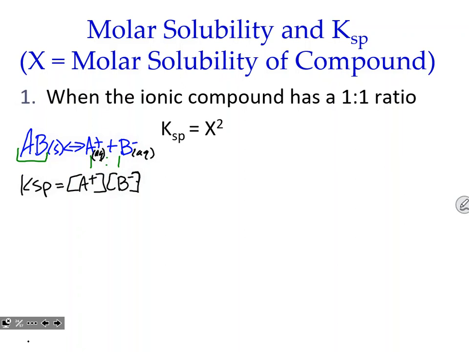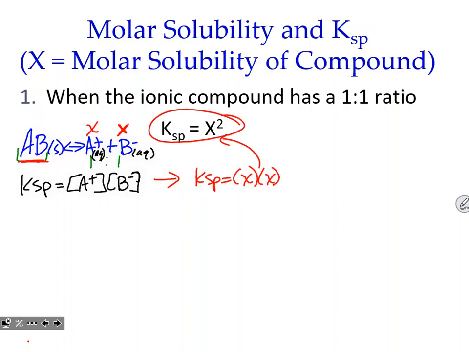So that means for however much this dissolves, a certain amount of A will dissolve in the water. And since it's 1 to 1, that will be the same number as the B. So that's why it's X times X. So here you would get Ksp equals X times X. And that's where ultimately this idea comes from.